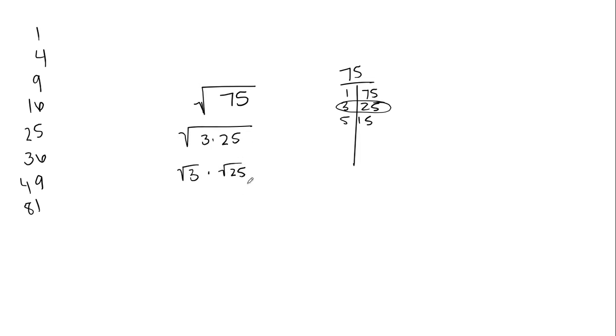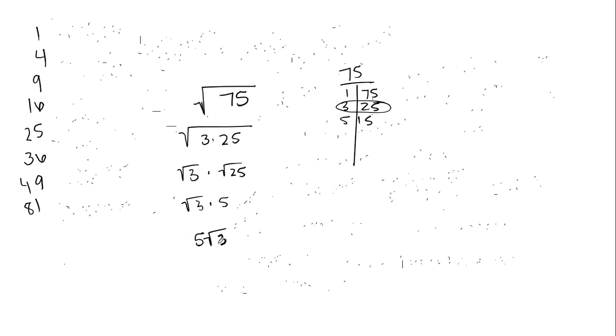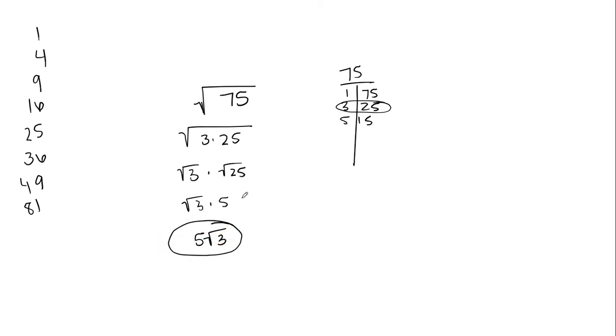Well, what is the square root of 25? Why is this called a perfect square? Because if I square root it, it gives me a whole number. So the square root of 3 times 5. When I simplify that square root of 25, I'm just going to bring that 5 in front. And this is the simplified form. If you put both of these in Desmos and they give you the same number, then you also know you did the correct thing.